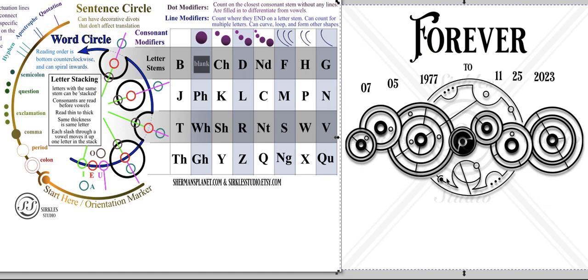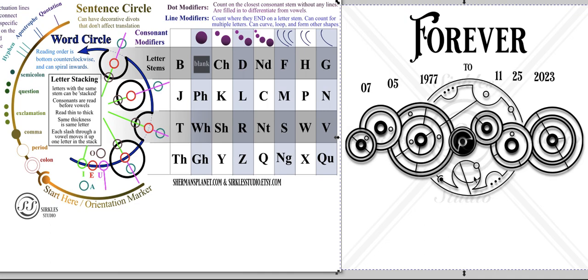I didn't strictly need this start or orientation marker because this design starts at the bottom anyway. So that's a bit about how this is set up in the sentence structure. This is forever, and this is the first set of numbers, then two, then the second set of numbers. So let's go ahead and read this.